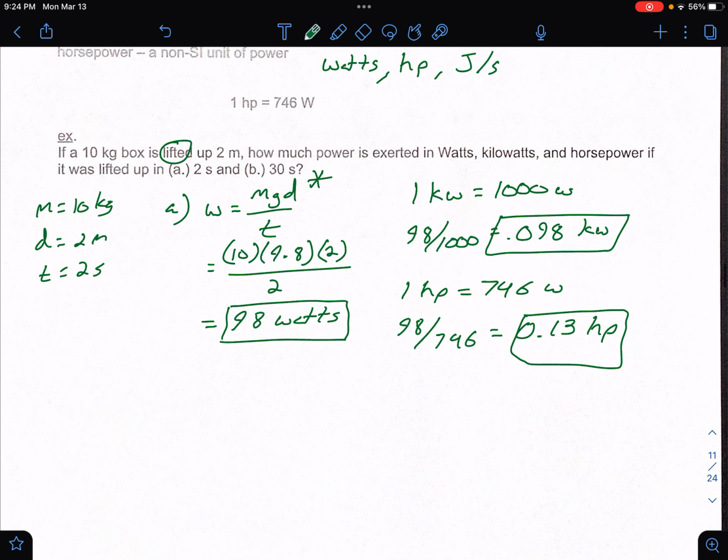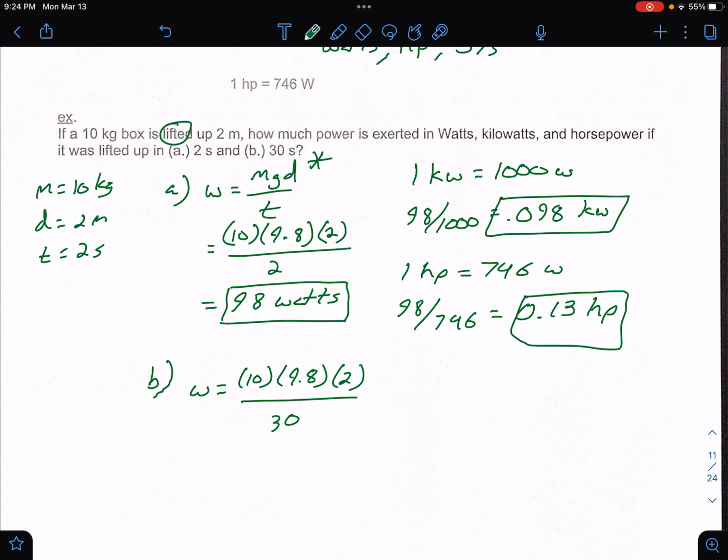Okay, so we're going to do the same thing now for part B, which is 30 seconds. Work equals mass, so 10 times gravity, which is 9.8, times distance, which is 2. That's all the same. But now my time is 30 seconds. So now you're dividing by a bigger number, which means my watts is actually going to get smaller.